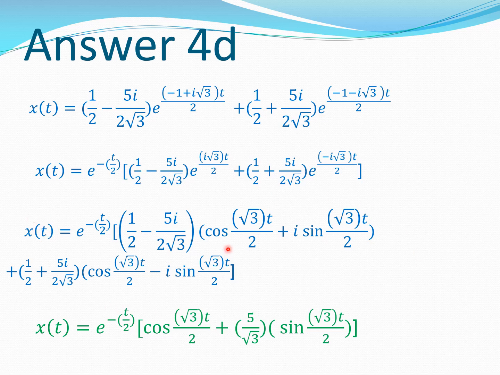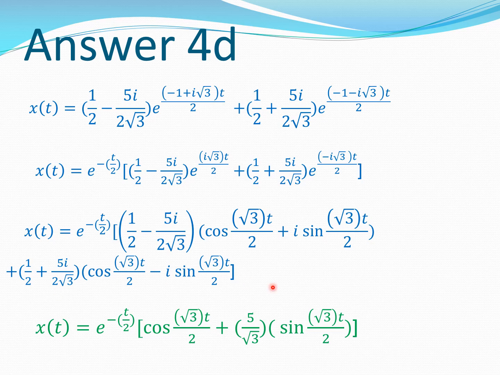Now once I use it, I get this equation, and in this equation I can take cos of root 3 by 2 t, and add all the coefficients of that. Again you see there is a half here, there is a half here, that's going to give me 1, and of course this and this 5i by 2 root 3 term are going to cancel. So cos ends up with only a coefficient of 1. Now in the case of the sine term, this half is going to get subtracted from this one.